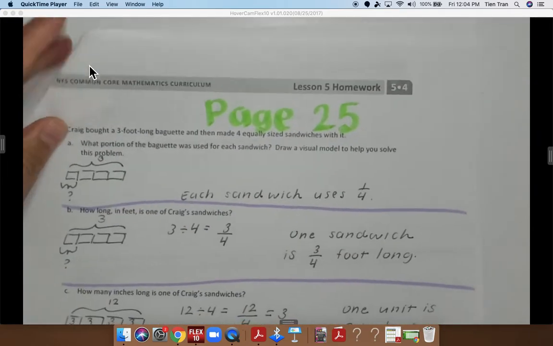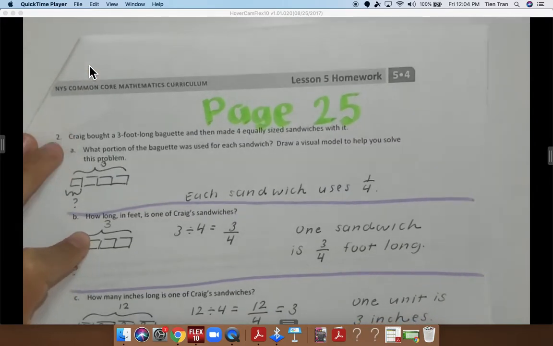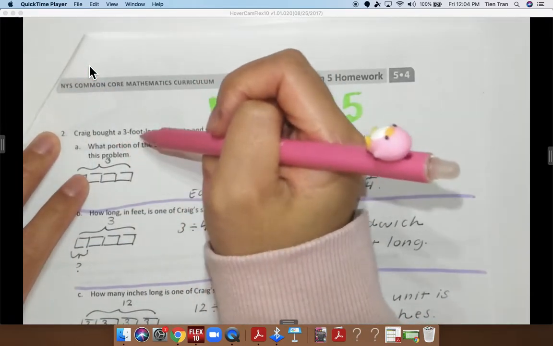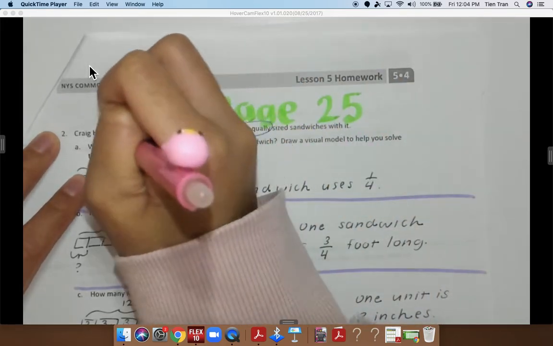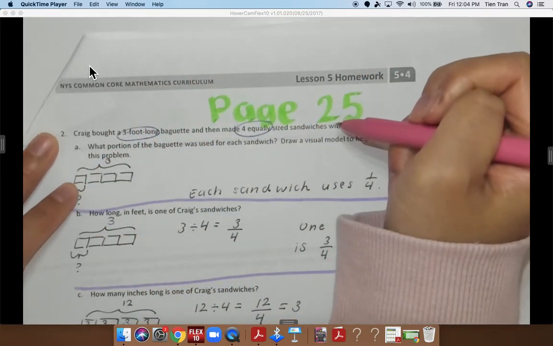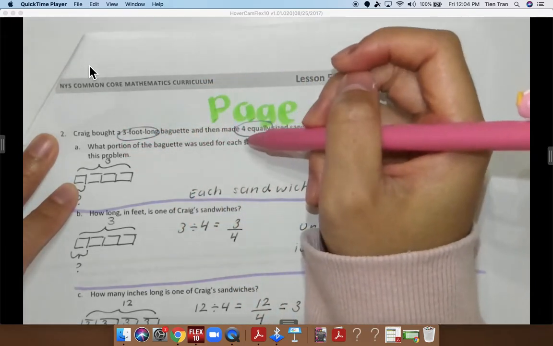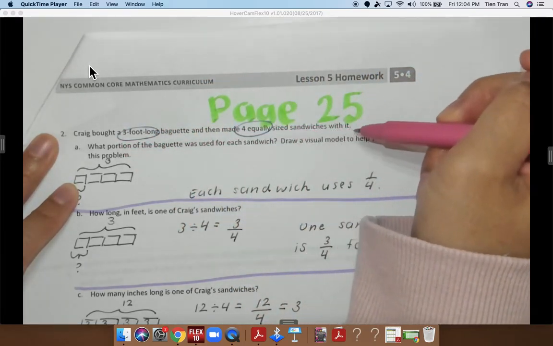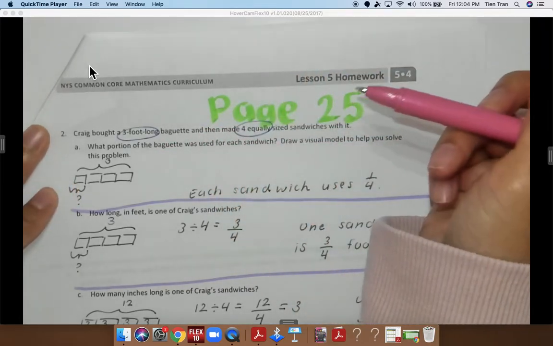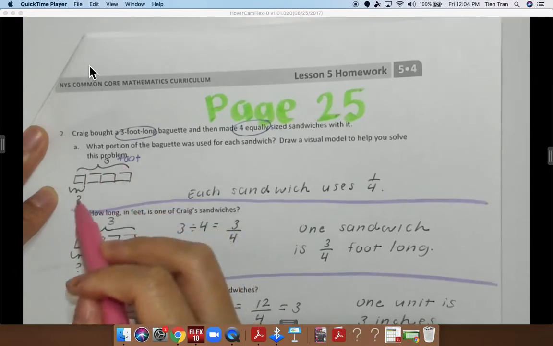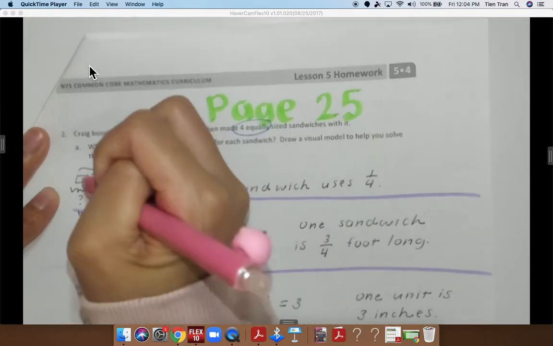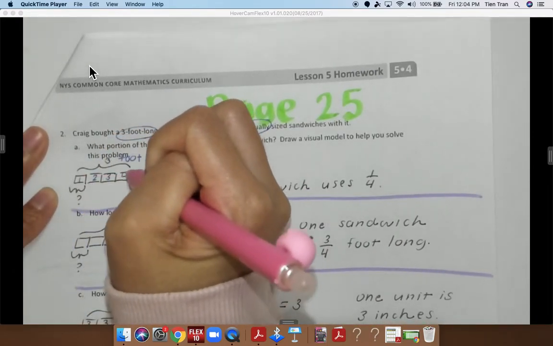Now turning the page, we have page 25. It says here, Craig bought a 3-foot-long baguette and then made 4 equally sized sandwiches with it. What portion of the baguette was used for each sandwich? Draw a visual model to help you solve the problem. We know that it was 3 feet long, and that's what my tape diagram shows. And we know that there were 4 equal pieces, so I'm drawing 1, 2, 3, 4.